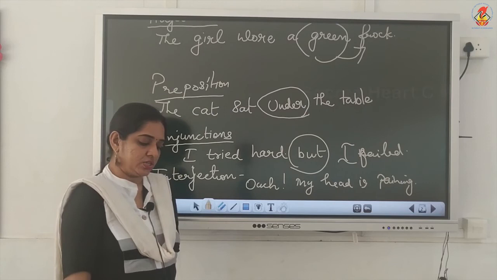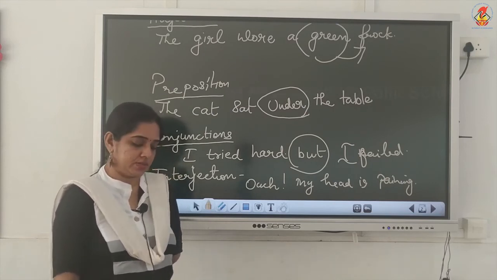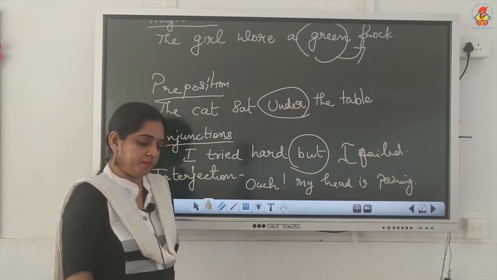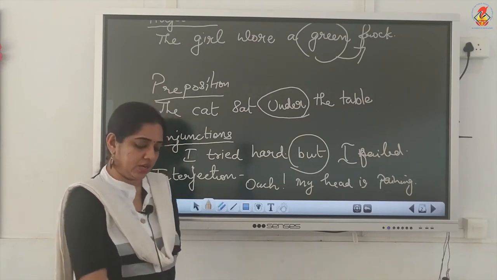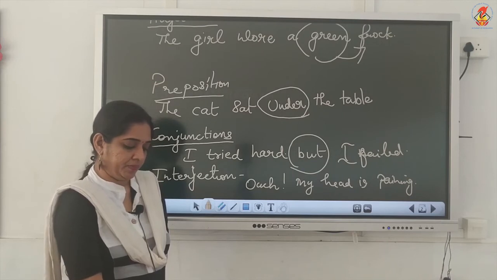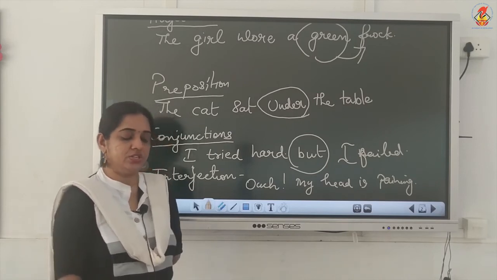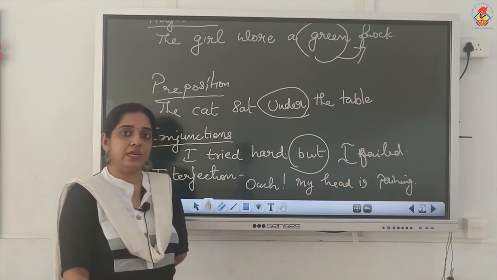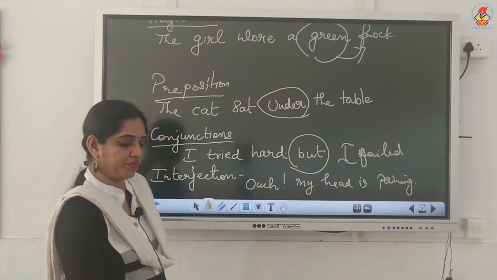Then, we looked for the ring under the table but could not find it. So in the second one, under is the preposition. Then, but is what? Conjunction. Okay. Then, the word showing emotions, what is that? Interjection. Into is a preposition. So, similarly, you have to do 4 and 5.